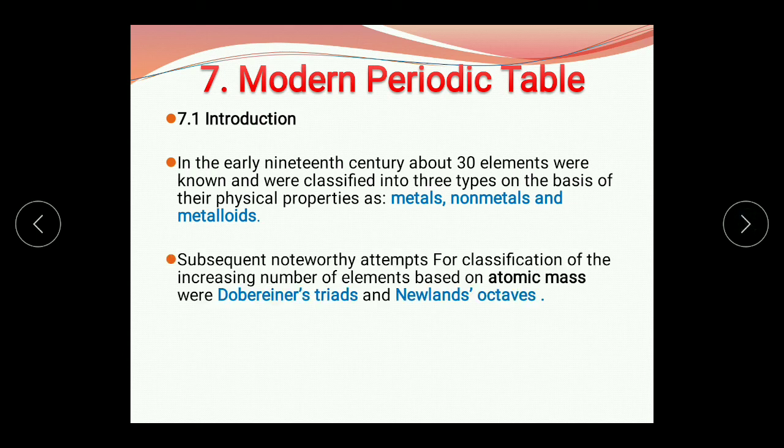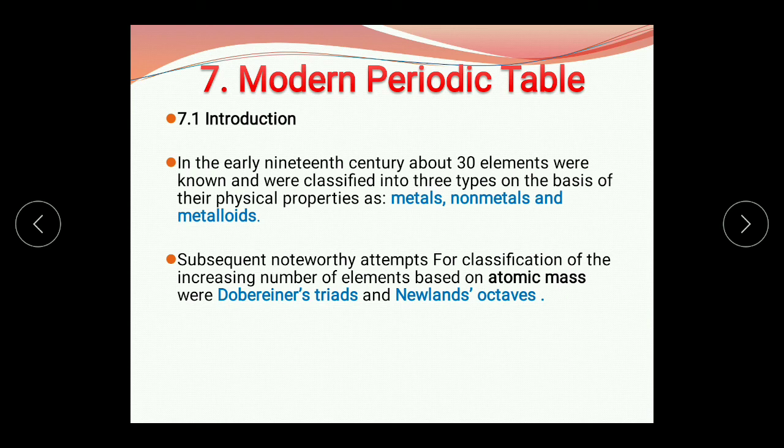Out of these scientists, some noteworthy attempts were made by two scientists, namely Dobereiner and Newlands. Dobereiner prepared triads. That means he prepared a group of three elements which are placed in the increasing order of their atomic mass and with similar physical properties. And he prepared the group of three, hence, those are called triads. They gave a basic idea that physical properties should be considered.